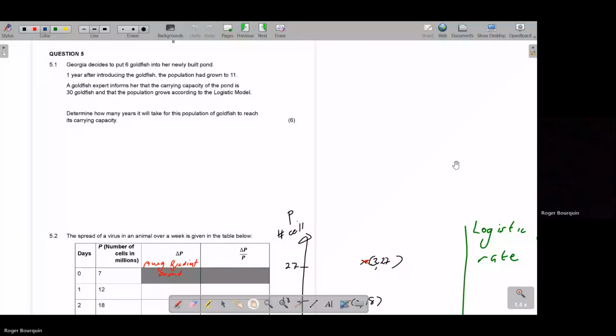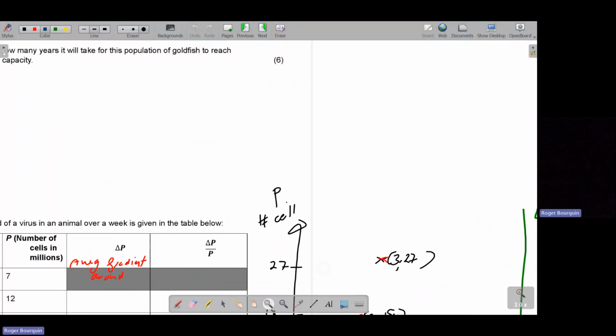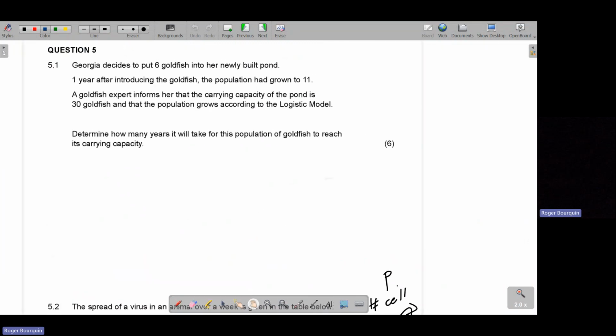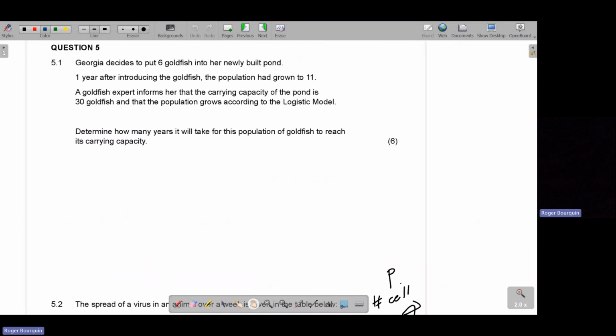All right. So let's have a little squiz at this question over here. Question 5, so this is a question on the logistic model. It says Georgia decides to put 6 goldfish into her newly built pond. Okay. So what do we know in this question?